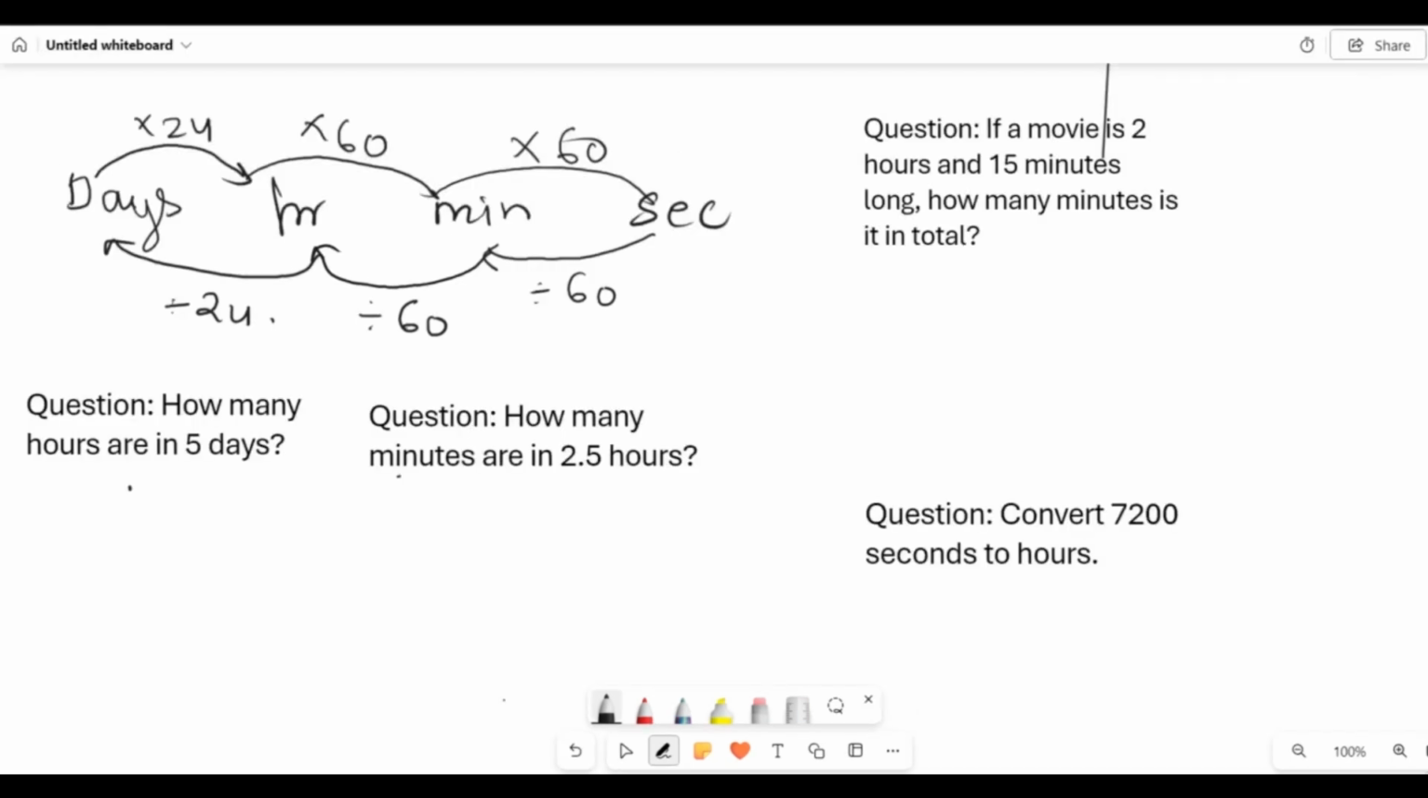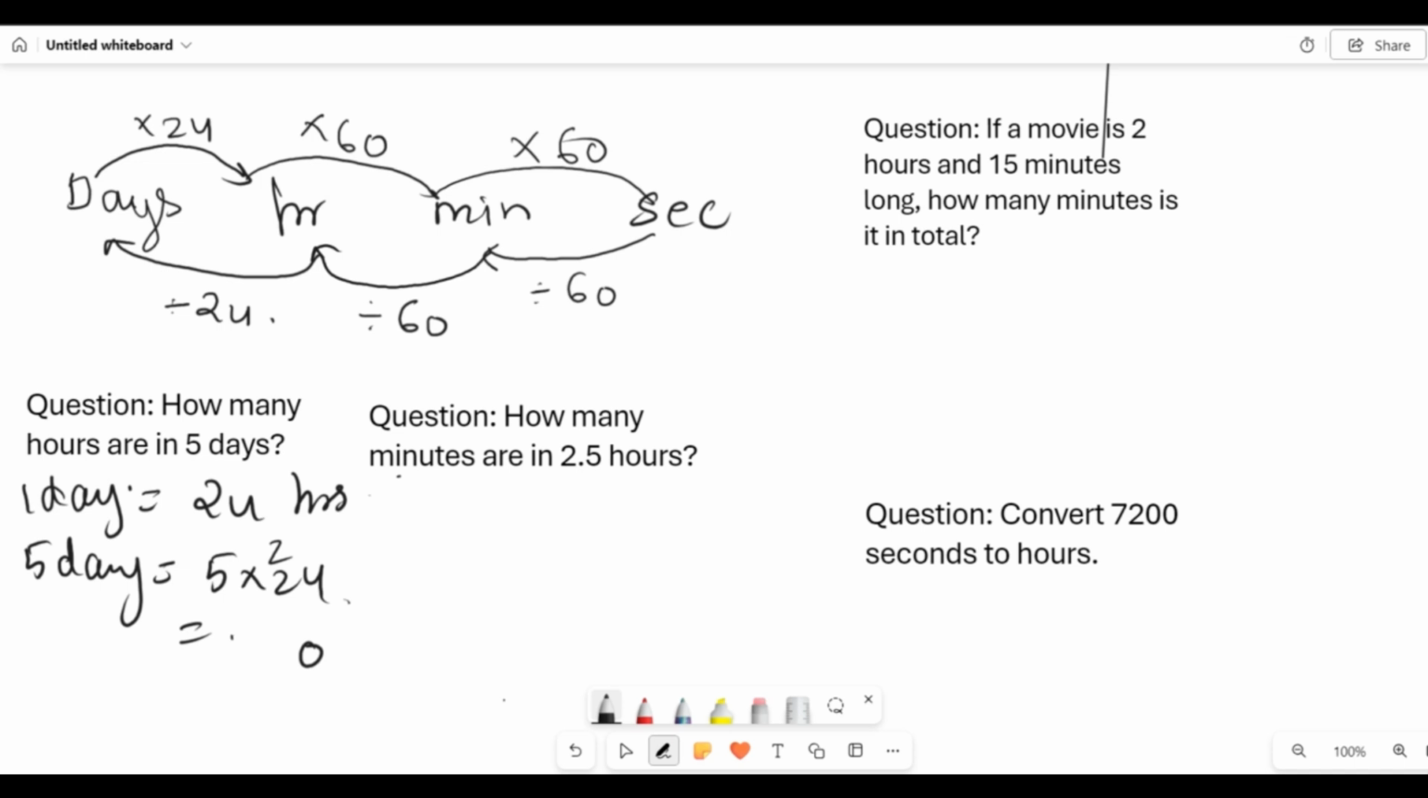Okay, let's start with question number 1. How many hours are there in 5 days? So we know in one day there are 24 hours. So in 5 days there will be 5 multiplied by 24. 5 times 4 is 20, 2 to carry, 5 times 2 is 10, plus 2 is 12, so it will be 120 hours. So there are 120 hours in 5 days.